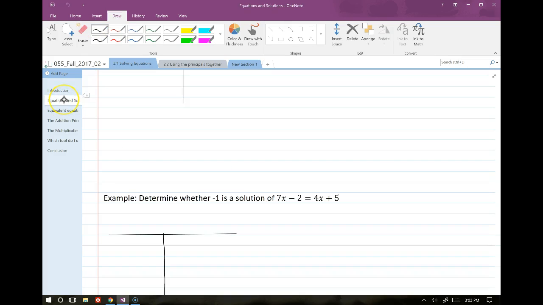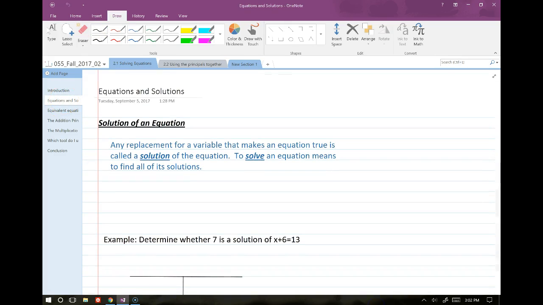All right. So what's an equation and what's a solution to an equation? Well, we already know what an equation is. We went over that in a previous chapter. But for a solution, any replacement for a variable that makes an equation true is called a solution of the equation. To solve an equation means to find all of its solutions, right?